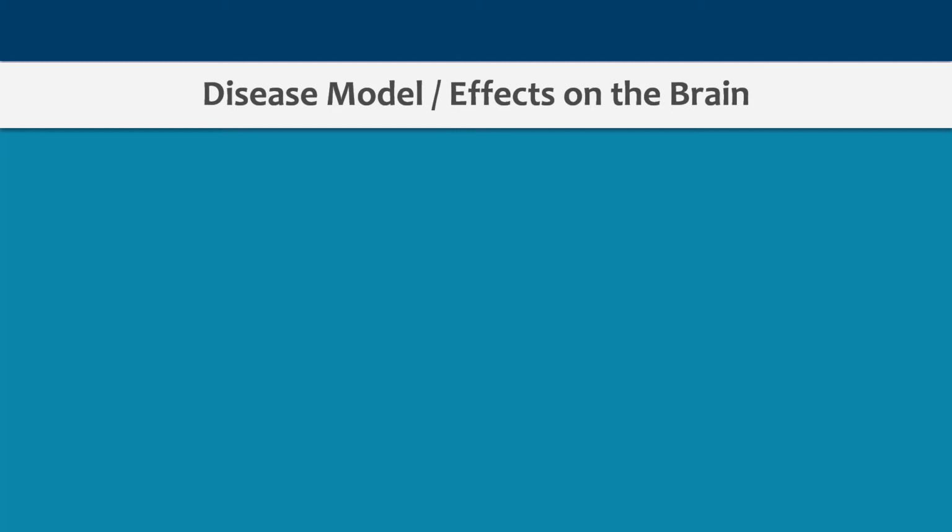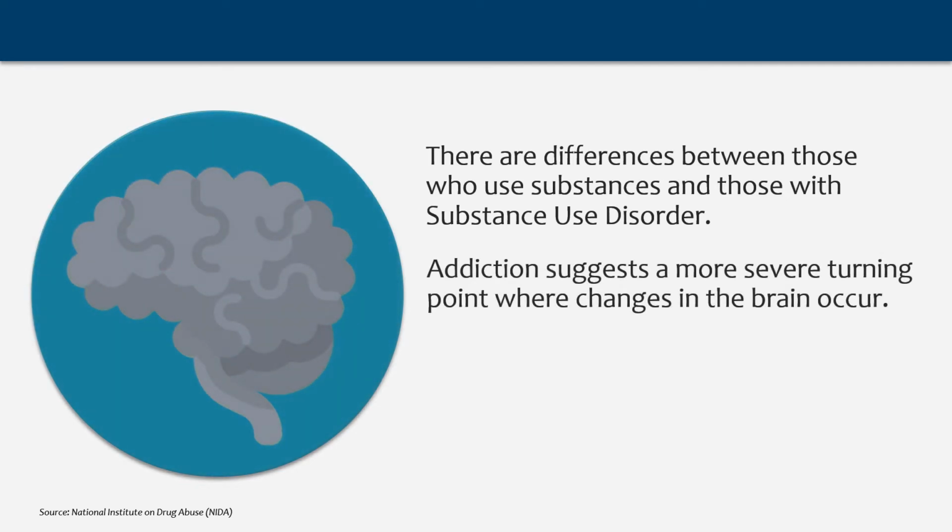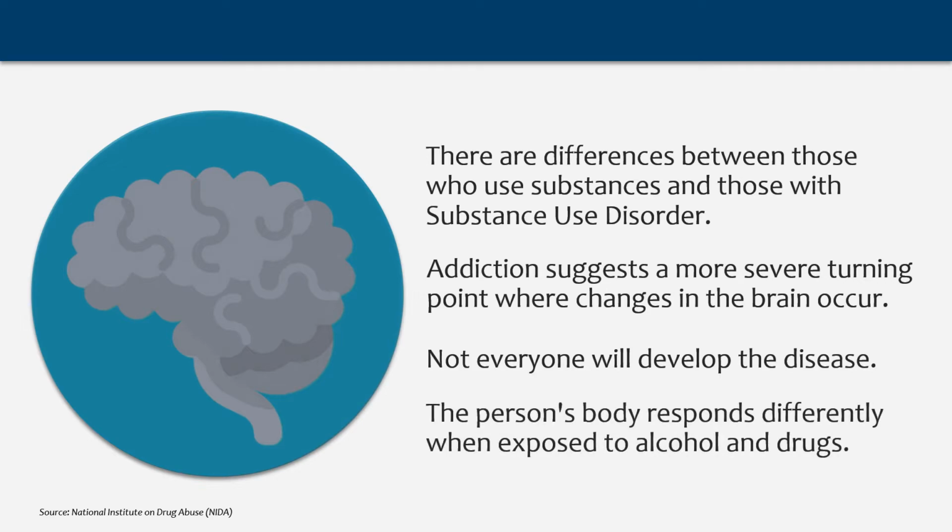A review of the disease model and the effects on the brain. There is a large body of research showing that there are differences between those who use substances and those with substance use disorder. One can be mentally dependent on things, but addiction suggests a more severe turning point where changes in the brain occur. It is important to understand that not everyone who misuses drugs or alcohol will develop the disease. A person does not choose to become addicted. They are not flawed or wrong.